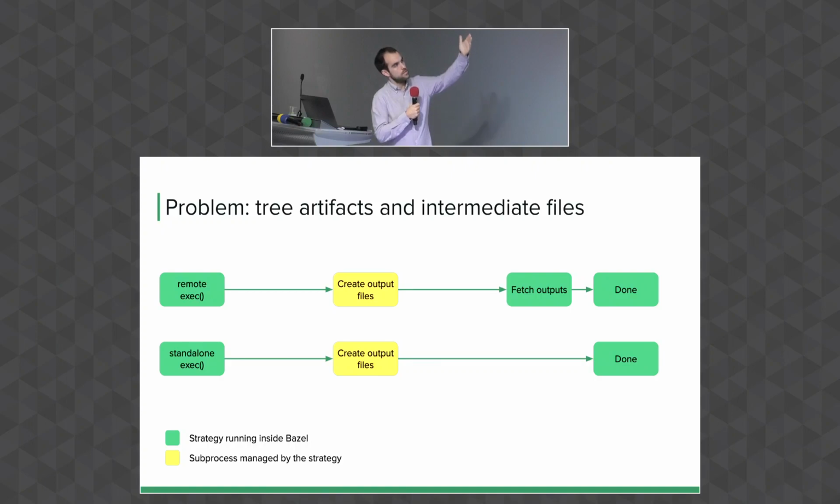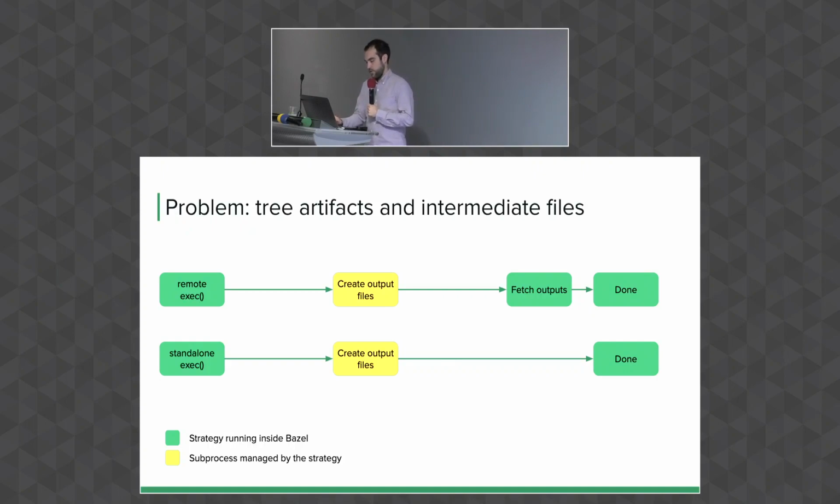Here, we have the two cases, right? We have remote execution and standalone execution, not sandbox anymore. We are looking at standalone because that's where the problem lies. If it's sandbox, we wouldn't have this problem. These strategies start your process. Your process will create some output files in a directory. Then for the remote case, we fetch all of them and put them in their place. And for the local case, we just wait until the process is done, and that's it. Just for clarity, in this page and the following, yellow is your sub-process, and green is all Bazel code.